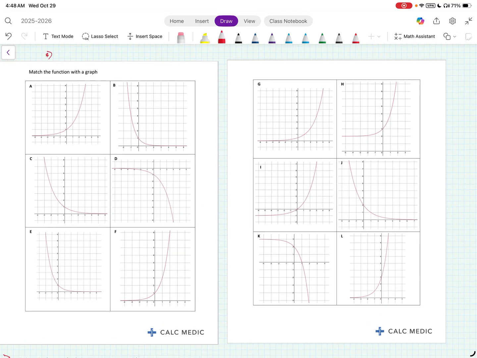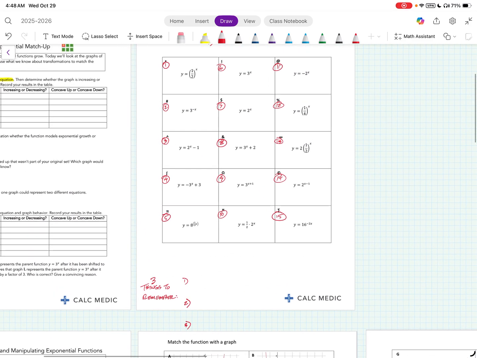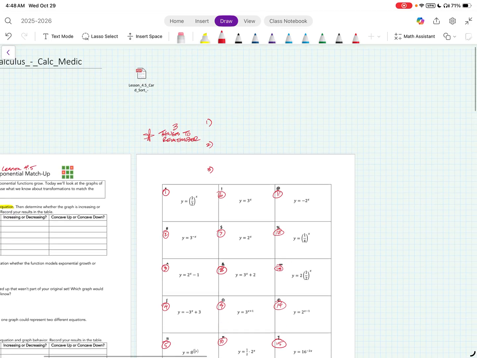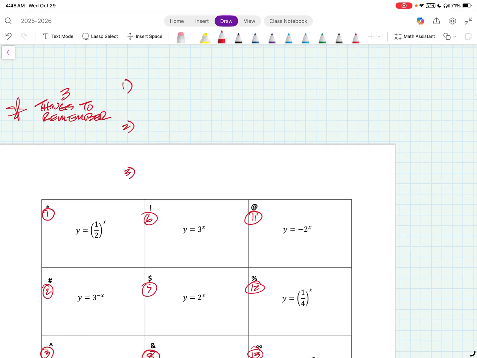How do we do that? Well, we look at the base, which is your common ratio, see if it's less than or greater than 1, and we look at other factors and we evaluate the function at different points. So remember these three things. Let's go to the top here and write a few things down.